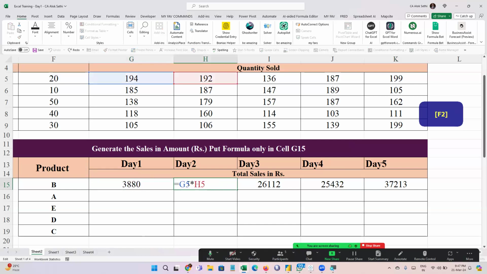Here the value is coming from G5 and H5. Now H5 is okay, but G5 should not be there, because this was the cell ahead, and this is what we needed. Going ahead here, we wanted 136 but we did not want 192, we wanted 20 only. Here also I wanted 187, but I wanted 20, not 136. Here also I wanted 199, but not 187, only 20.